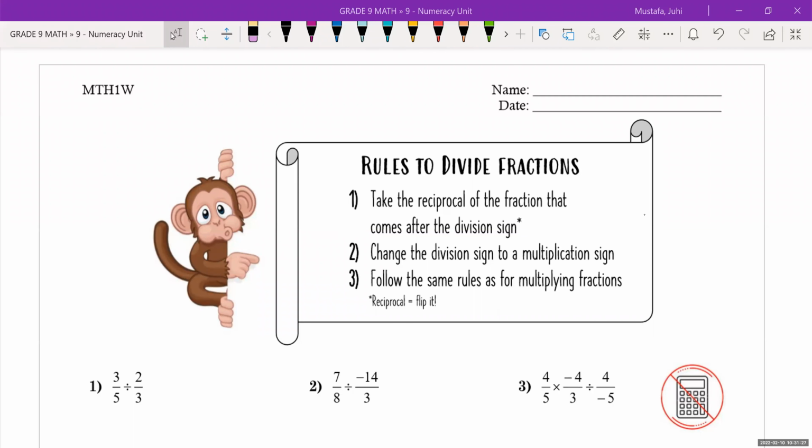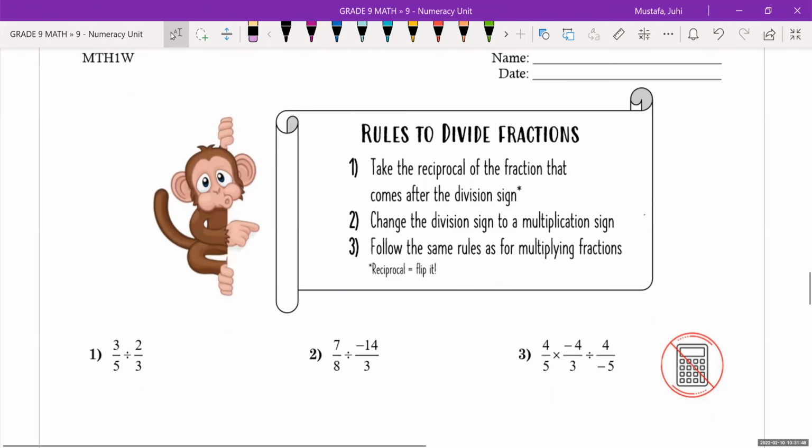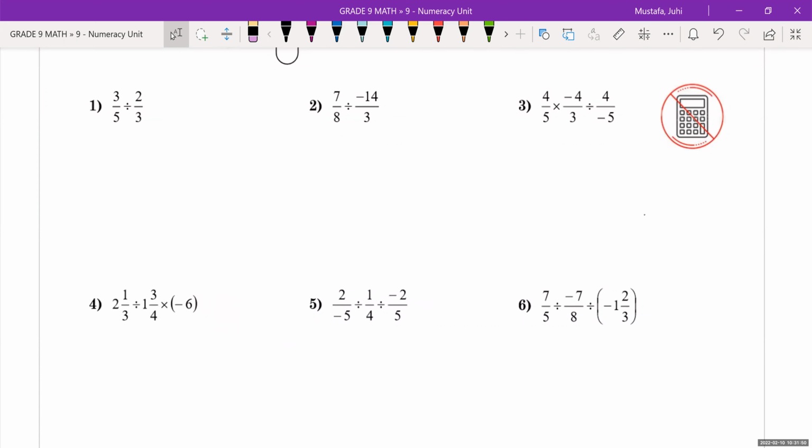Okay, so recording, we are just dividing fractions. We just went over the rules of dividing fractions. So we are going to look at the division sign. You're going to take the fraction after the division sign and take the reciprocal, which is just a fancy word for flipping it. We'll change the division sign to a multiplication sign, and then we'll follow the same rules as multiplying fractions. And the important thing to remember is we don't need a common denominator when you're multiplying and dividing fractions. So let's take a look at the first one.